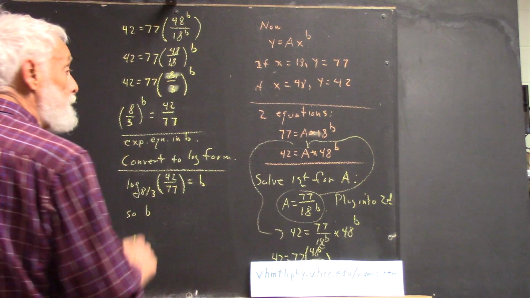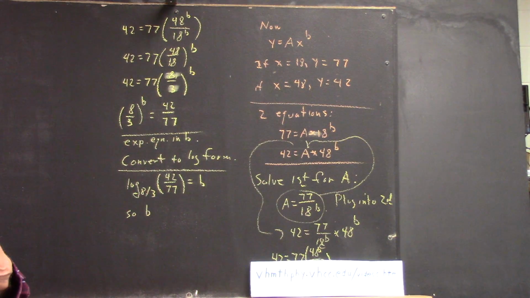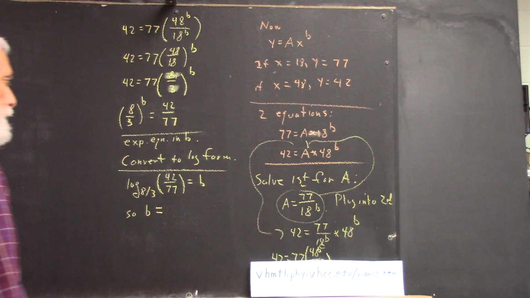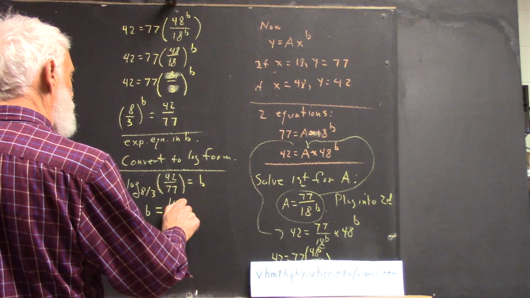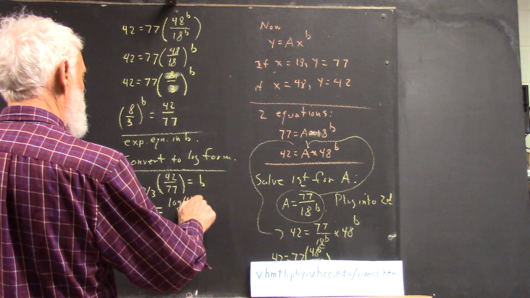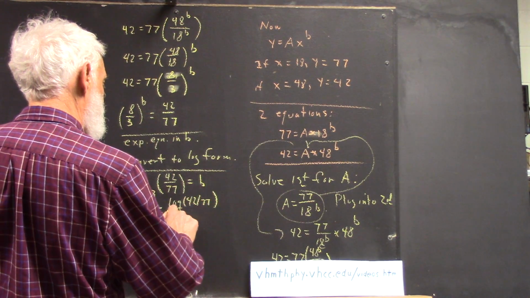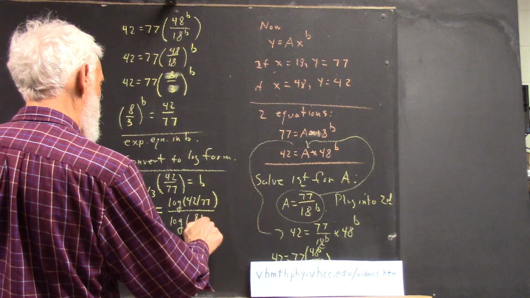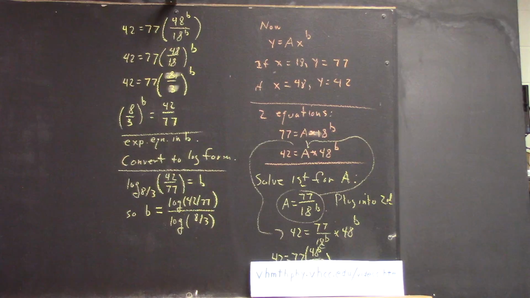So now we've got b. I said b, being the power, should be 1/2. Okay? Now we're going to get to check this out. Got your calculators ready? Because you're not going to do this in your head. b equals, then, first of all, the log of 42 over 77 divided by the log of 8/3. Okay? Well, do that and see how close it is to 1/2.